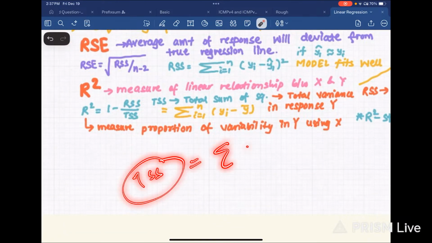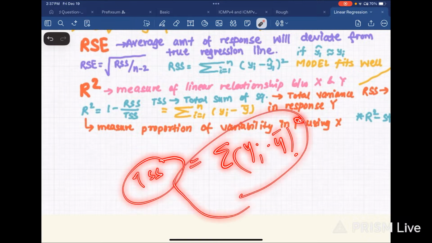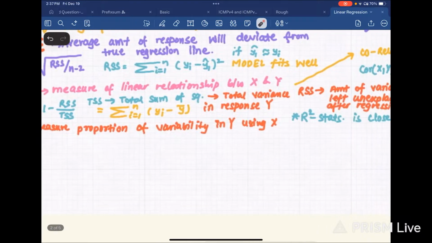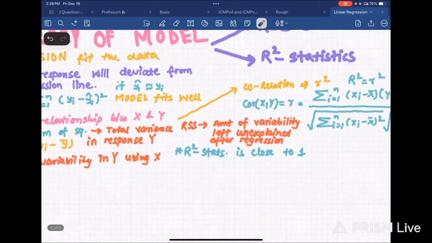TSS, the total sum of squares, is sigma of yi minus y dash, squared. So 1 minus RSS divided by TSS is R square. TSS is the total variance in the response Y, and RSS is the amount of variability left unexplained after the regression.